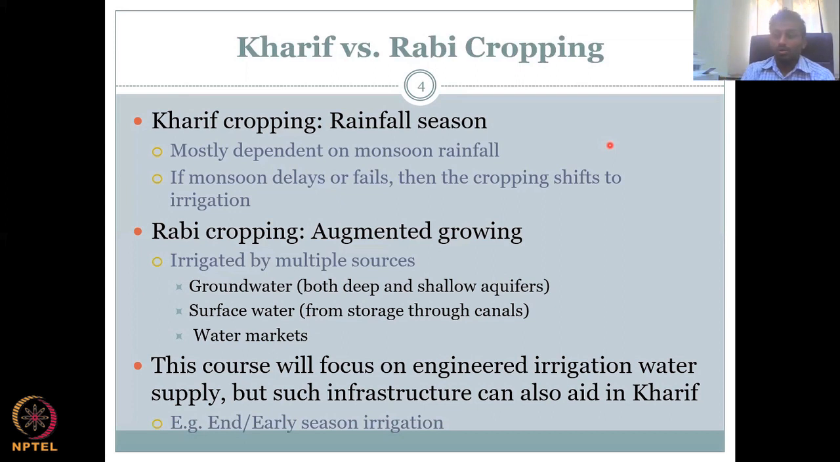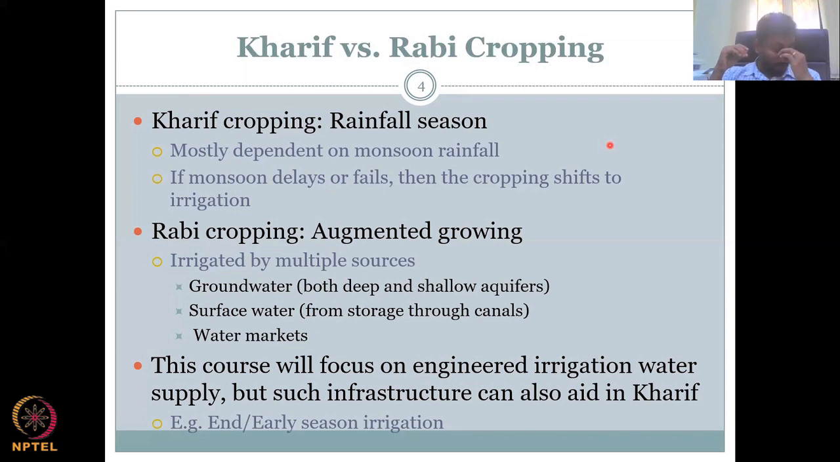This course is going to focus on the engineered irrigation water supply, but such infrastructure can also aid in the Kharif season. As I said, in this particular week, we would look at engineered solutions for irrigation water supply. But remember that even these irrigation structures are used in the Kharif season, which is the monsoon, especially now during the climate change scenarios where too much flooding happens or too much water is given as rainfall within 2-3 months rather than 6 months. So there is more water on the streets, more water on the field as flooding.